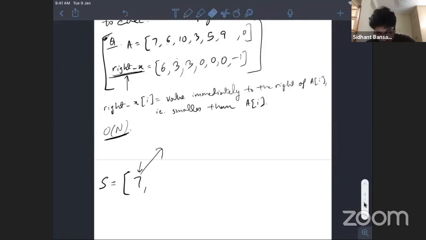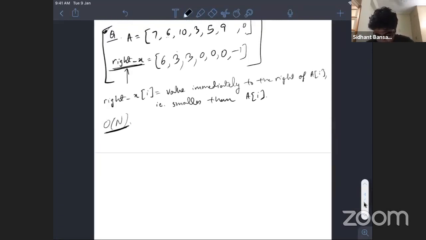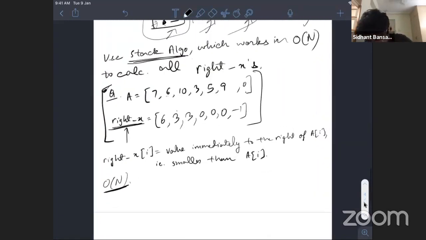Let's think about the stack more like an actual stack, not like an array. So let's put the stack here. Let's put 7 here at the stack's bottom. Now when you see 6, you're going to insert 6. But before inserting 6, you ask, what's the top of the stack? The top of the stack is 7. 7 is bigger than 6, so pop it out.